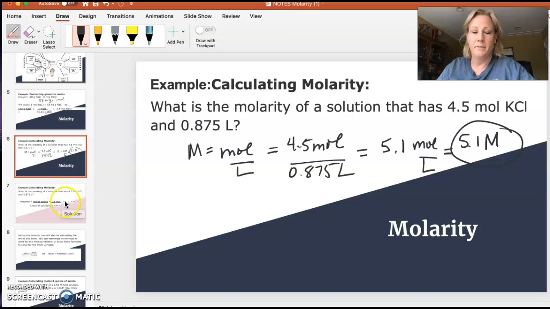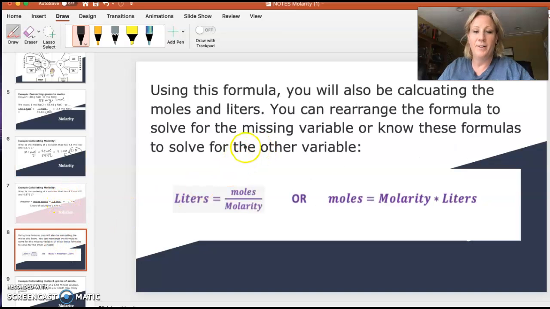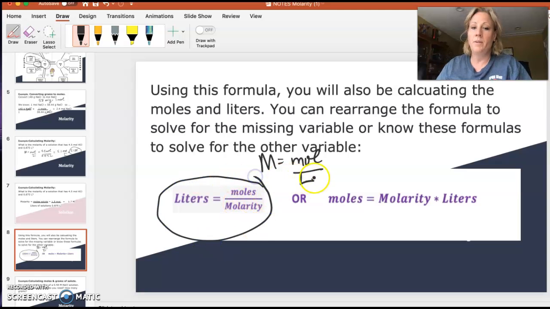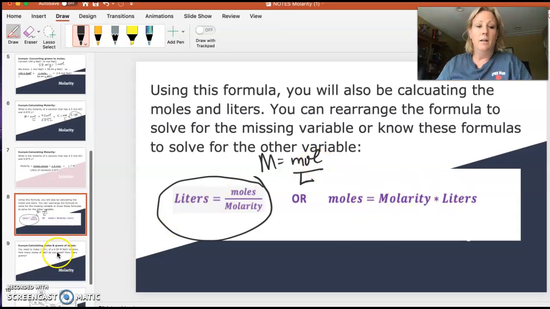Okay, I might have to fix the slide on here, but I think I'm doing okay. So we know that molarity equals moles per liter. So we can solve for anything here and do the algebra. So if I were to want to have the volume in liters, then I would use this formula. And if I want to know the moles, I would take molarity times liters.